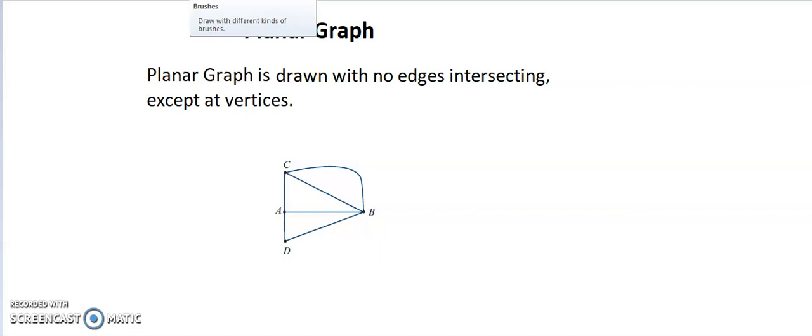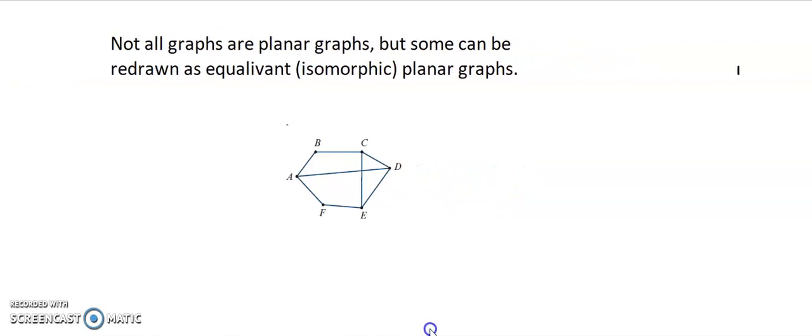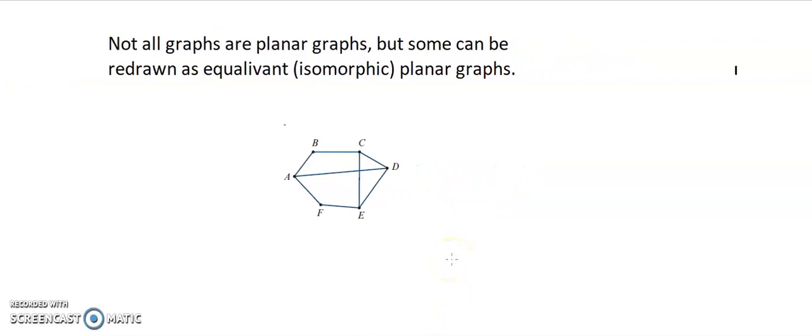So a planar graph is drawn with no edges intersecting except at vertices. So right here we can see all these edges are not intersecting. Whereas a non-planar graph is when they are intersecting. But not all graphs are planar graphs, which we can see here. But some of them are able to be redrawn as equivalent.